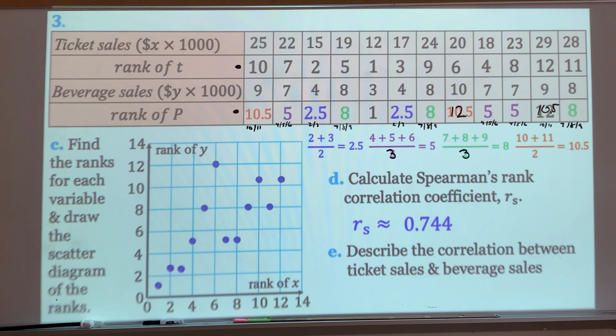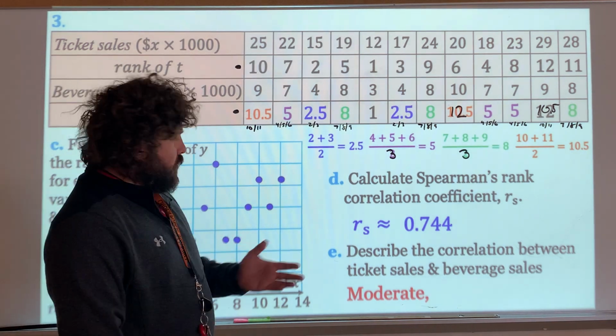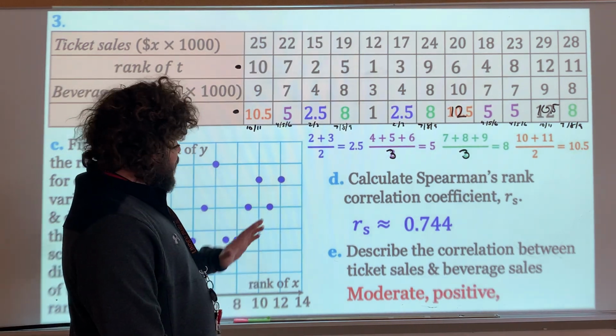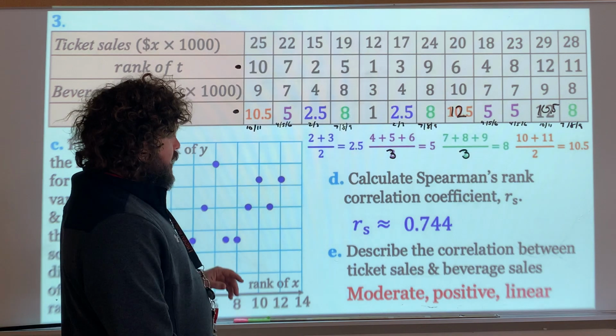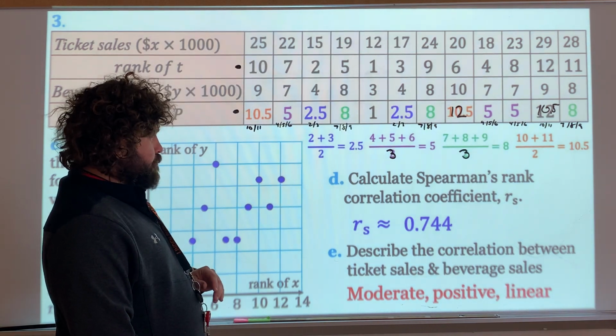Look at that. Describe the correlation between the ticket sales and the beverage sales. Moderate, because it's in the 0.74 area. It's positive, and it is going up, and it is linear. That's it.